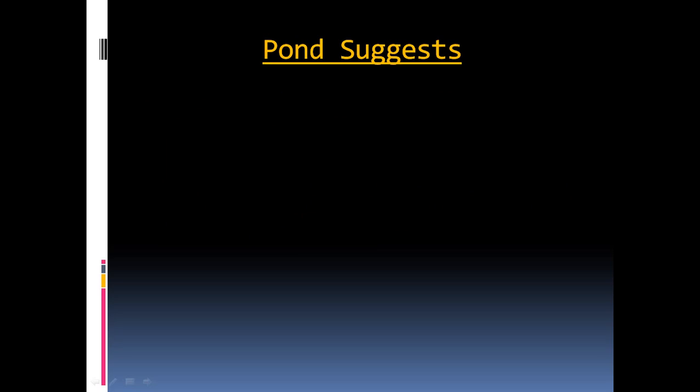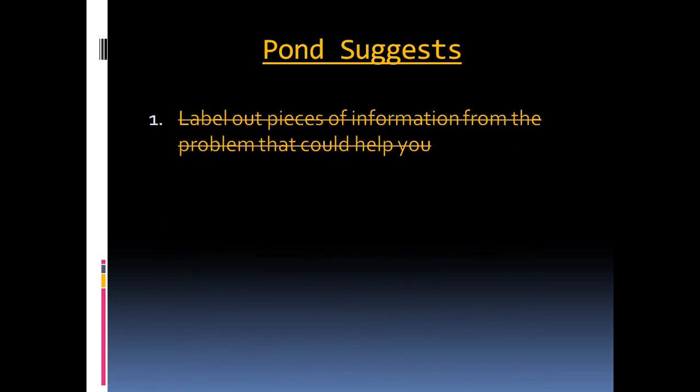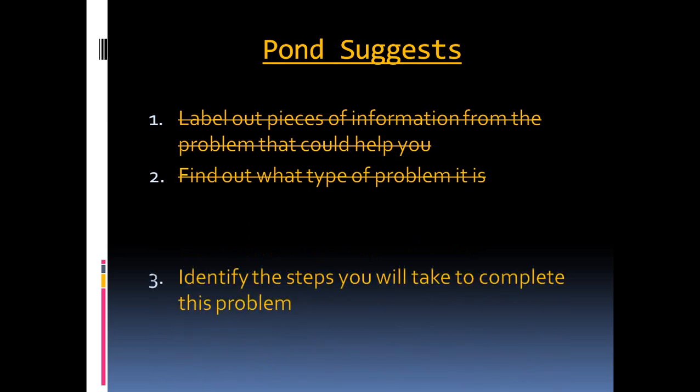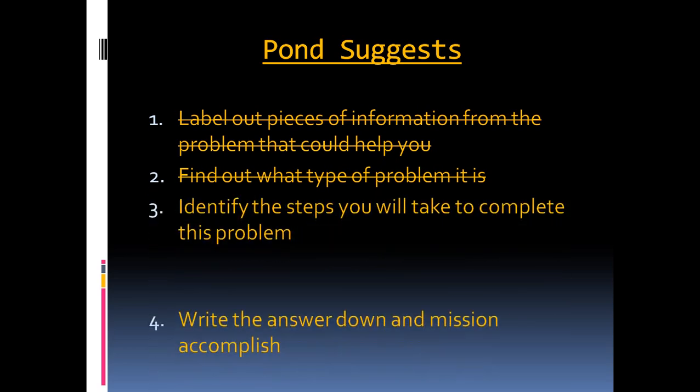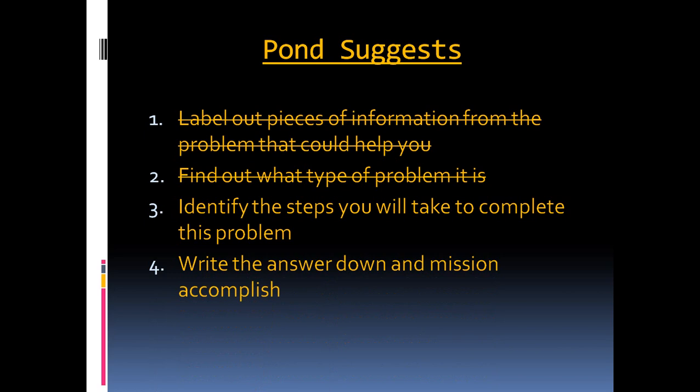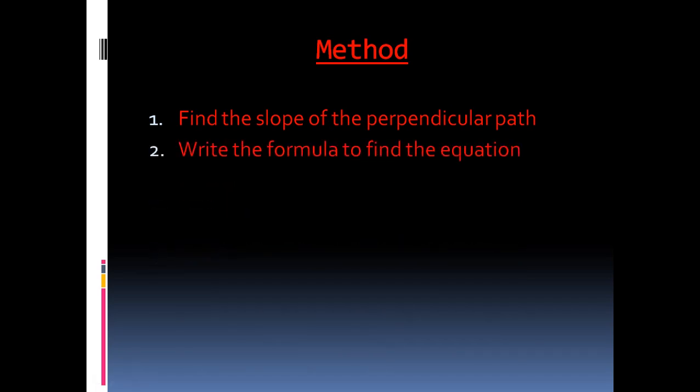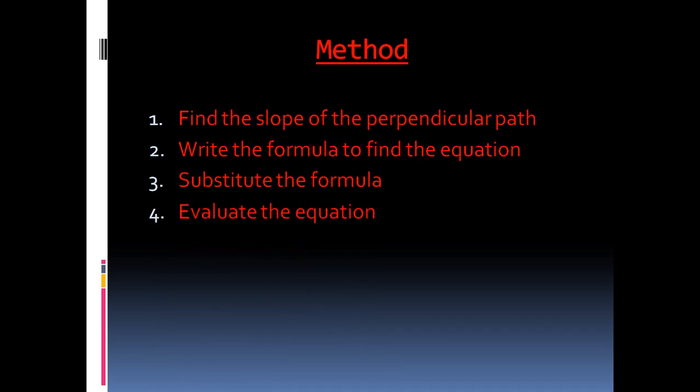Well, so we just finished step 1, step 2, and now we're moving on to step 3, and finally step 4, if possible. So this is step 3, finding our method. First method, find the slope of the perpendicular path. Write the formula to find the equation. Substitute the formula. Evaluate it and evaluate the equation. Then circle our answers because some teachers like circles.